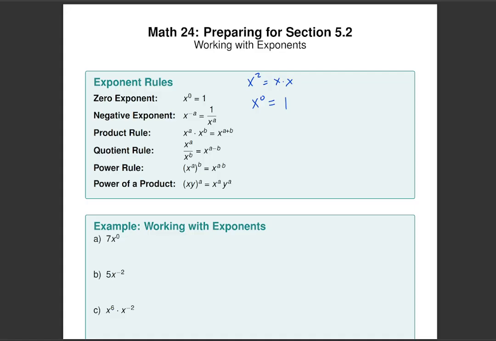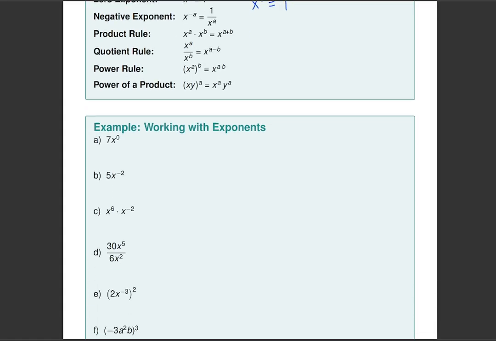Lastly, we have a power rule, so if I have some power of x being raised to another power, we multiply those powers. And then we have a power of a product rule, where when you have a product, x times y, being raised to an exponent a, you distribute that exponent to each of the factors in the product. So it becomes x to the a, y to the a. So let's see this in practice.